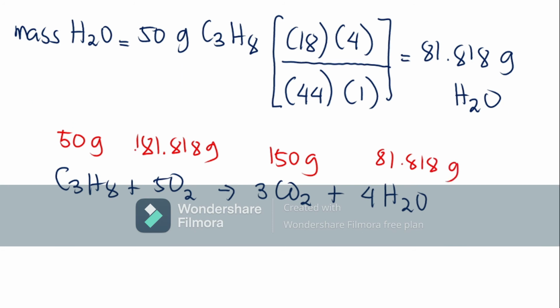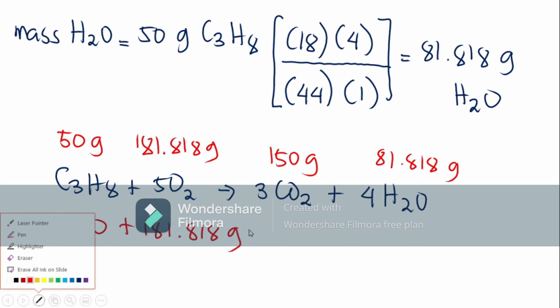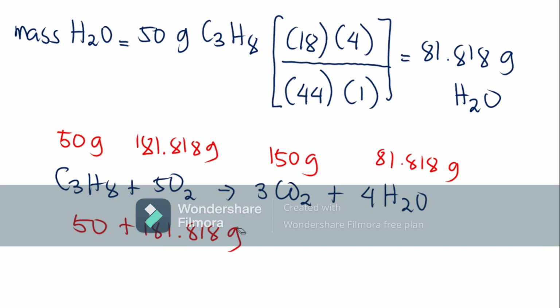Okay. Add these two. So, 50 plus 181.818 grams. Sorry, tanggalin ko na lang yung unit. Maglagay na lang ako ng values, kasi hindi ako naglagay sa 50 eh. So, dapat equal siya sa 150 plus 81.818 grams. So, dapat equal siya. Kung mag-equal siya, ibig sabihin, tama ang nakuha natin mga sagot.